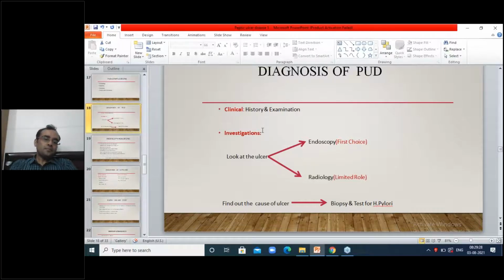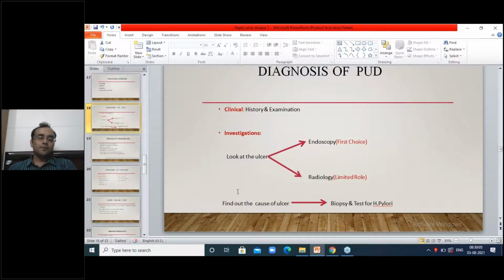The investigation of choice to diagnose an ulcer is endoscopy, and radiology now has a limited role. On endoscopy, an ulcer is visible, and that is how it is diagnosed. If we want to find out the cause of the ulcer, whether it is malignant or only a peptic ulcer, then for ulcers in the duodenal bulb we usually don't need to biopsy the ulcer itself, because they are most likely peptic ulcers only.